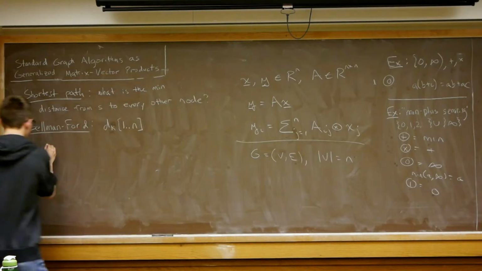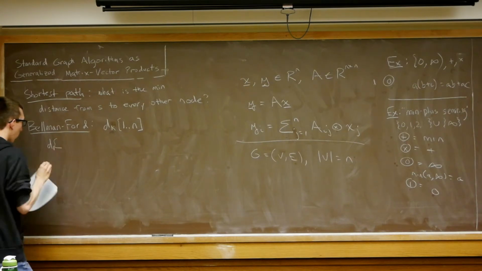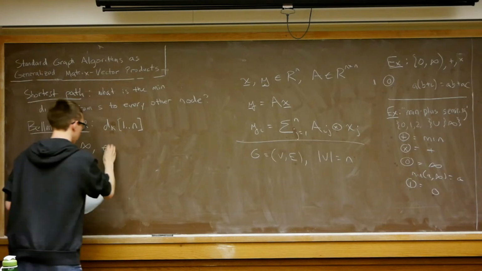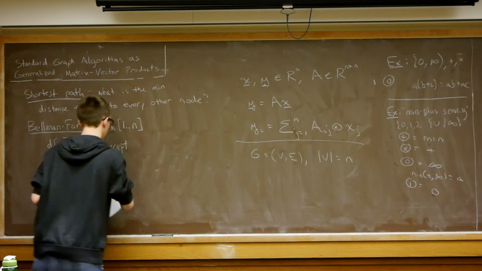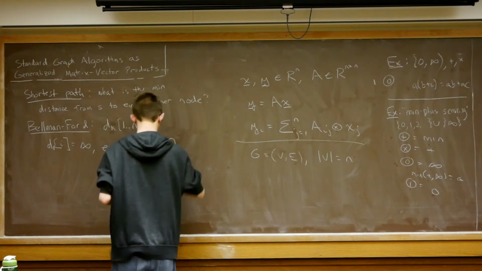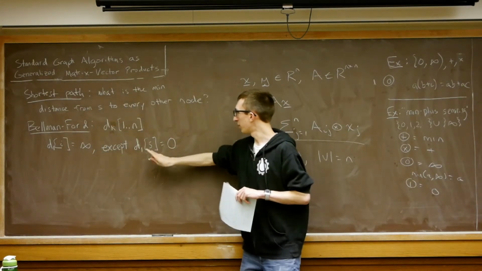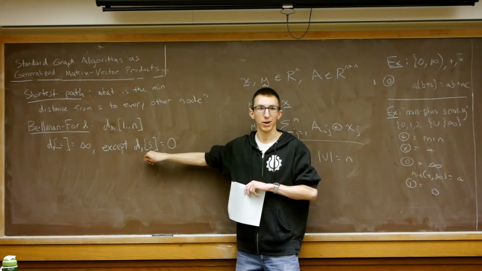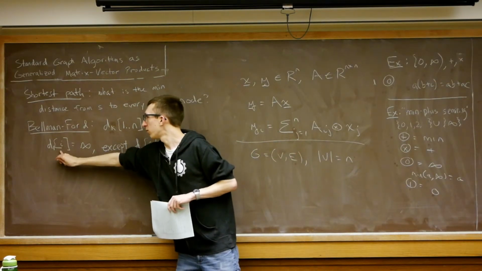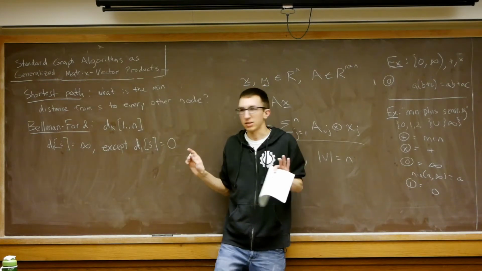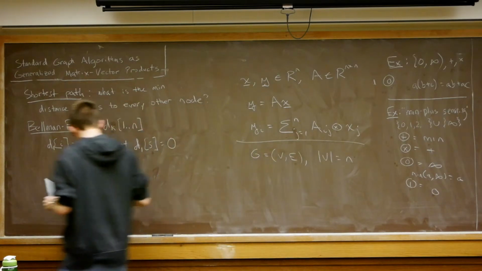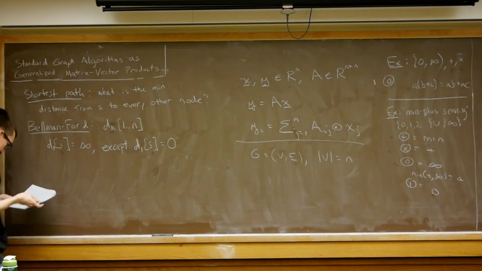So we initialize D1 to be this. So we say the distance from S to itself is 0. I know that without doing any work. And then also the distance from S to every other node, I know nothing about that yet, so I'm going to say that my best guess right now is infinity. So that's how I initialize D.